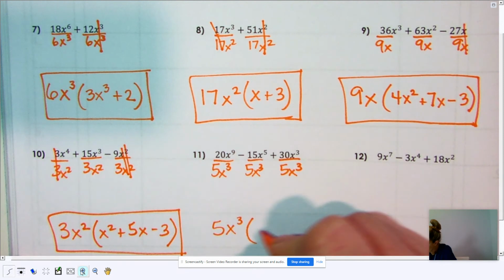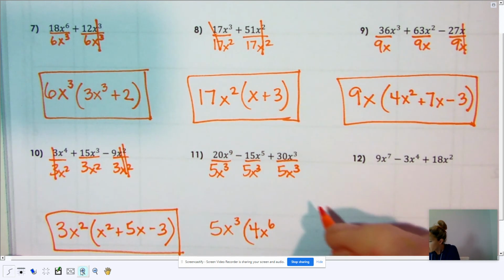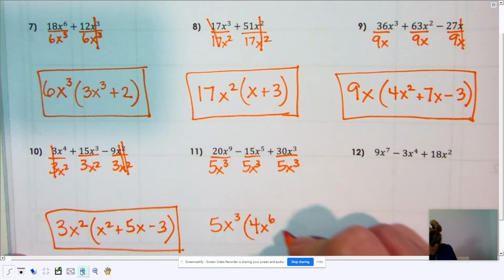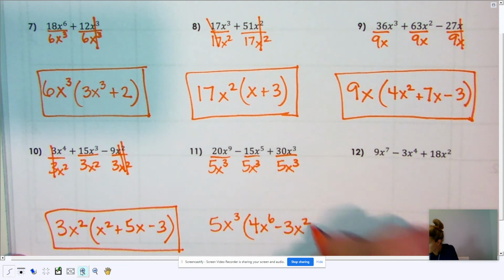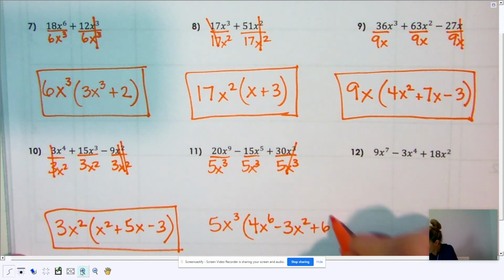So 5 goes into 30 6 times, and I've got 6 x's left over. 5 goes into 15 3 times. It's a negative, so it stays negative, and I've got 2 x's left over. The x's cancel on that one, and we just get a 6.